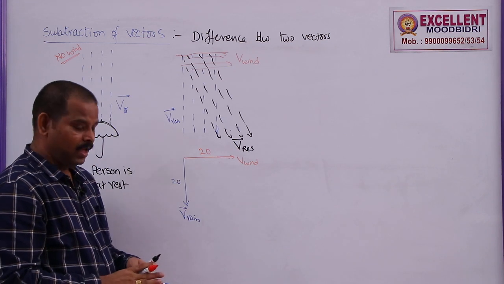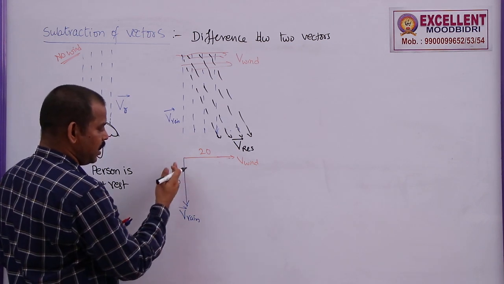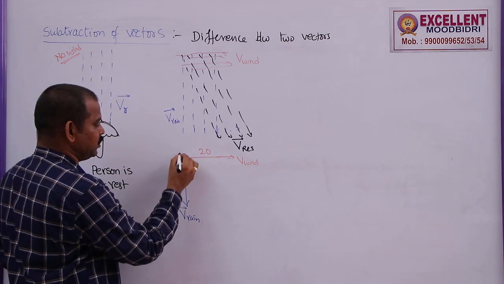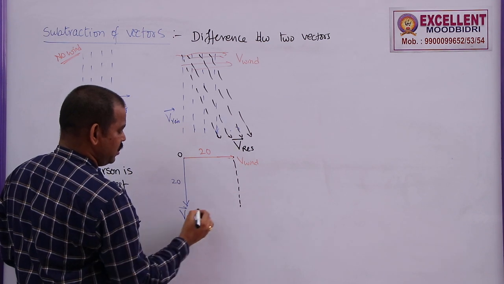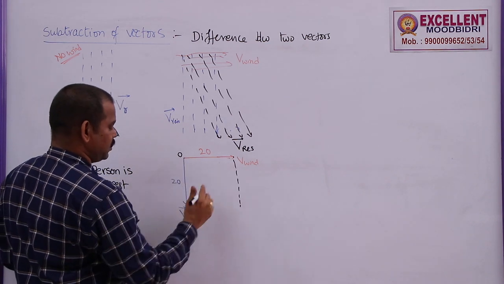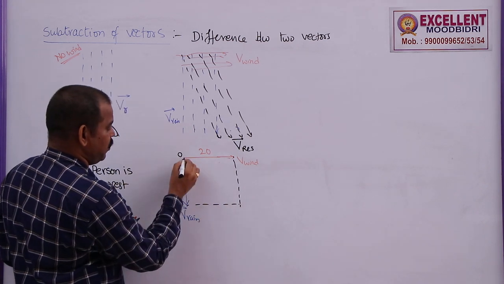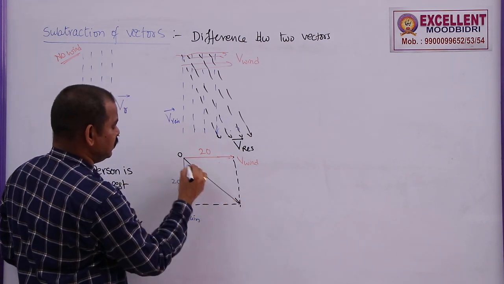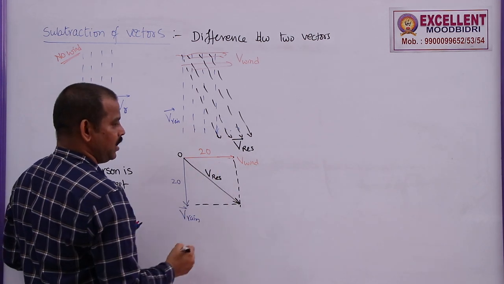Now what is the resultant velocity of the rain in this case? Same thing as before, both vectors are acting from the same point. Let us say this is the origin. Now draw a parallel line here, parallel to the first vector, the rain vector, and this is the wind vector. Now you join the origin with the point of intersection. This is the resultant velocity.